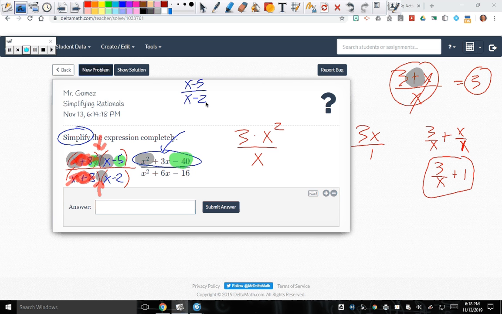And again, because this is subtraction, I cannot cancel there. I can't cancel there, okay? You can only cancel between what? Multiplication. Between multiplication pieces. Alright.